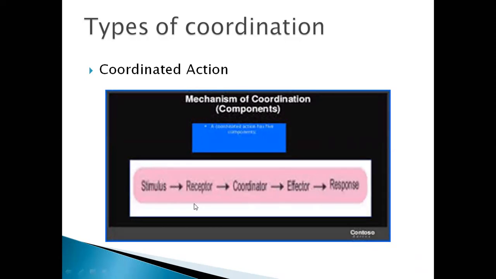Okay, let me elaborate it. Definitely your skin. Your skin is receptor cells. You can say that your skin is receptor cells that can detect the change, and the change is in the form of heat. So receptors are those cells in which stimuli detect the change.